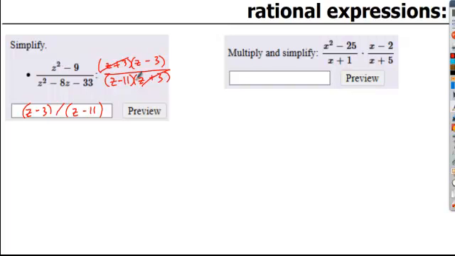So if you happen to be asked what's an additional domain restriction, it's not asking for the 11. You can see that from the simplified form. It's basically asking you, were there any factors canceled that cannot be factors, or cannot yield zeros, for that expression.